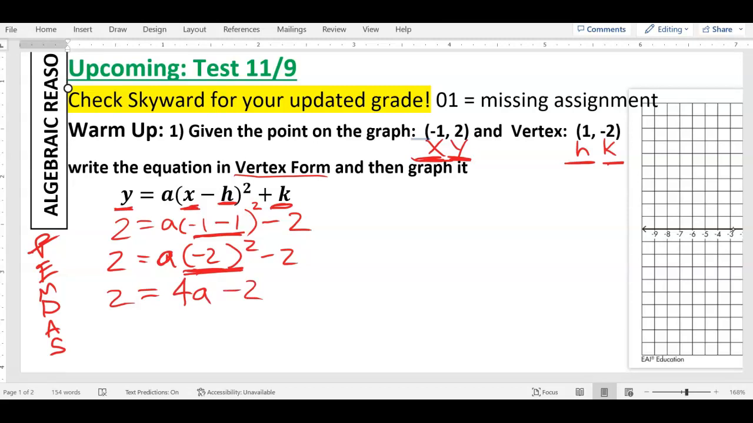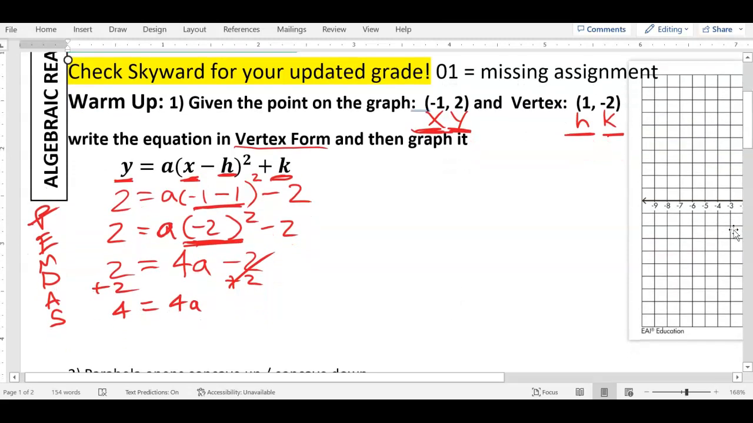Okay, next step. On the right side, what do I get rid of? The 4 or the -2? The loner, how do I get rid of a -2? +2 on both sides, 2 plus 2. 4 equals 4a. Last step to get rid of the 4 in front of a. Divide, actually. Yeah, it's a coefficient so you divide. 4 divided by 4 is 1. So a equals 1.